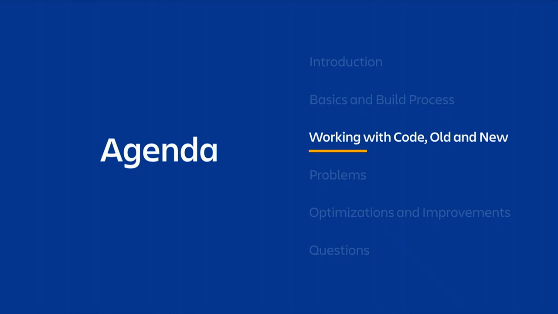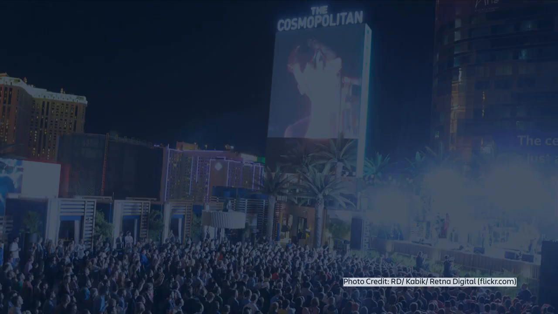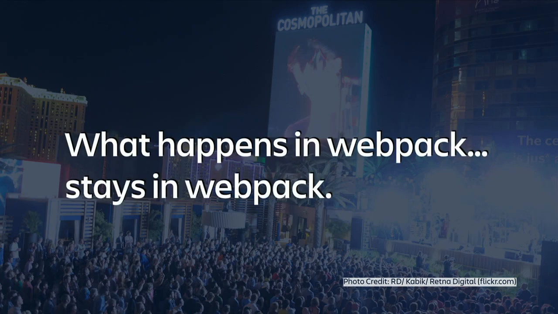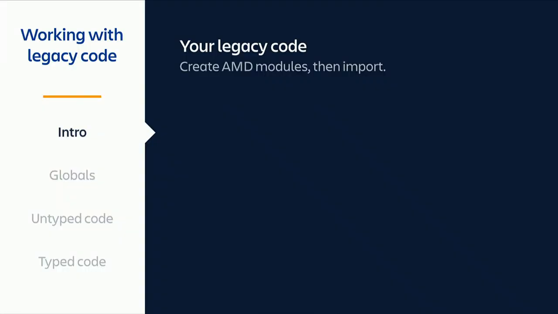Continuing, let's talk about working with some of our legacy code. All of your new code should be in Webpack, like I've said before. However, with minor changes, you can also call your legacy code from within your new Webpack code. And my opinion is not to try to do it the other way around. And you can think of this as what happens in Webpack stays in Webpack. Easy to remember here. So what do we do with legacy code?